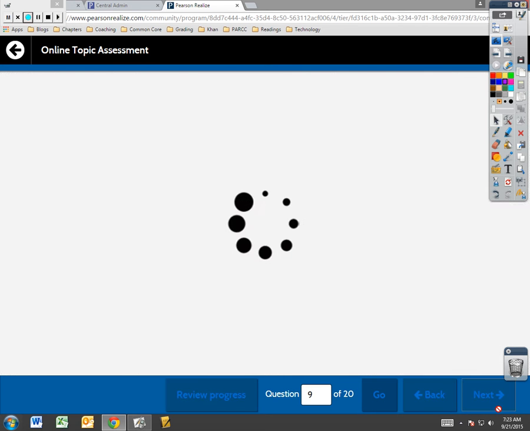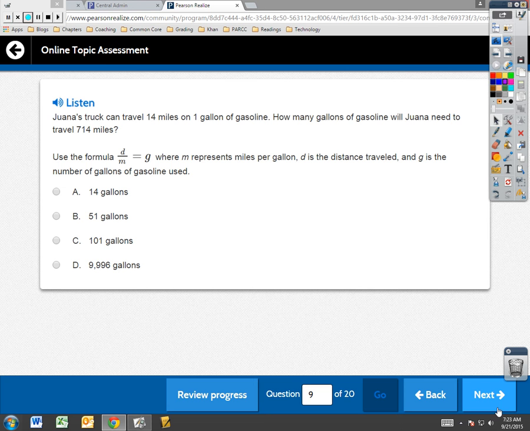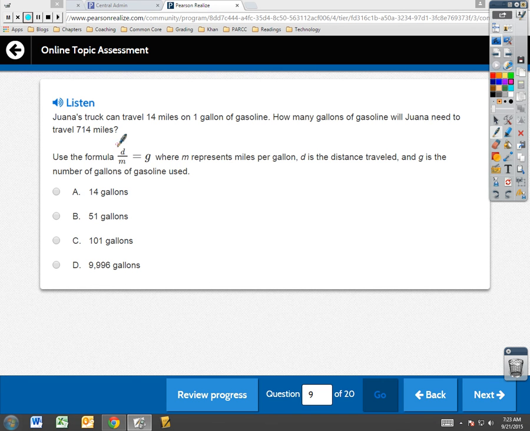Hit next. Okay, Juana's truck can travel 14 miles on 1 gallon of gasoline. How many gallons of gasoline will Juana need to travel 714 miles? Use the formula. So they're giving me a formula. Use it, where M represents the miles per gallon. Hey, wait, she's getting 14 miles on a gallon of gas. Over D is the distance traveled. Hey, D, or that's actually under, D is the distance traveled. Oh, she travels 714 miles. And G is the gallons of gas used.